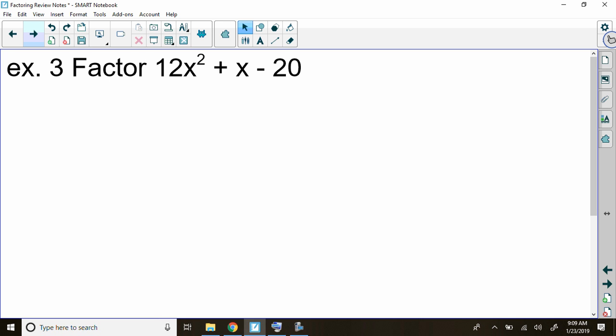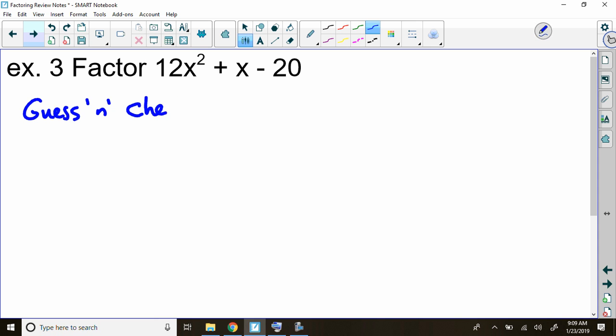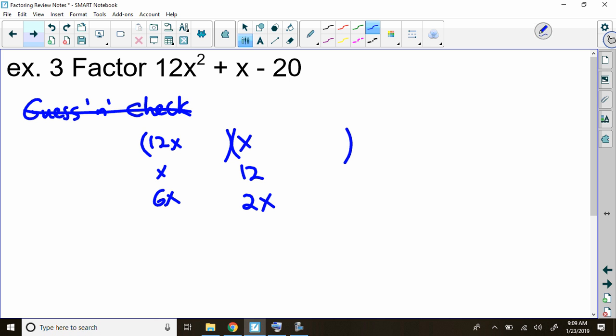So in the grand scheme of things, there's several ways to approach this. You could guess and check. But I got to tell you something, guessing and checking is probably the worst way to proceed with this. Reason being, if you tried guessing and checking, it could be 12x and x, or it could be x and 12x, and it could be 6x and 2x, or it could be 2x and 6x, or it could be 3x and 4x, and it could be 4x and 3x. That's just on that end.